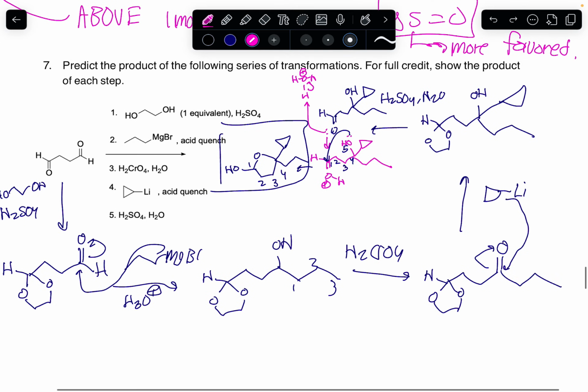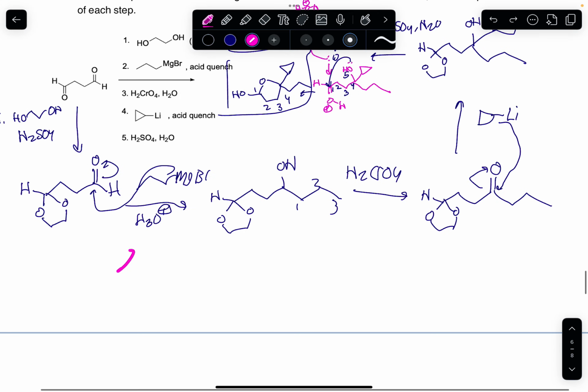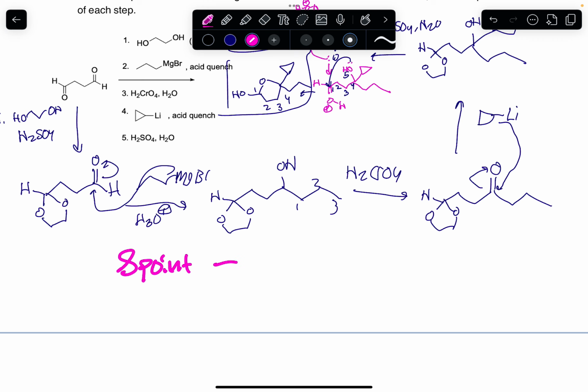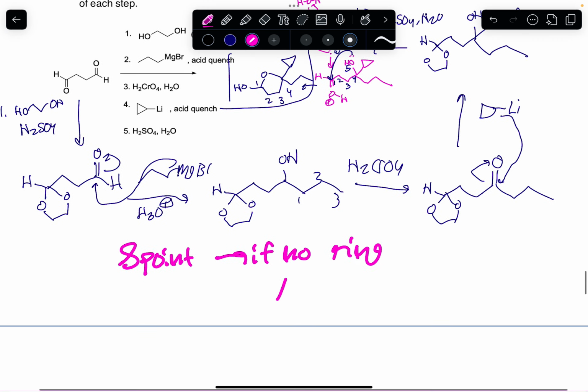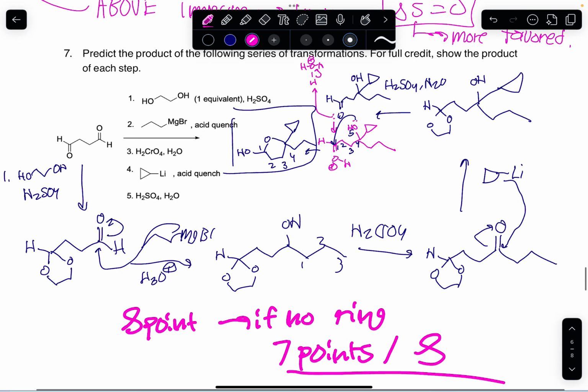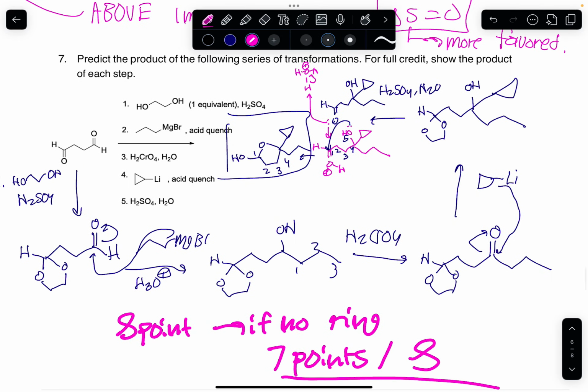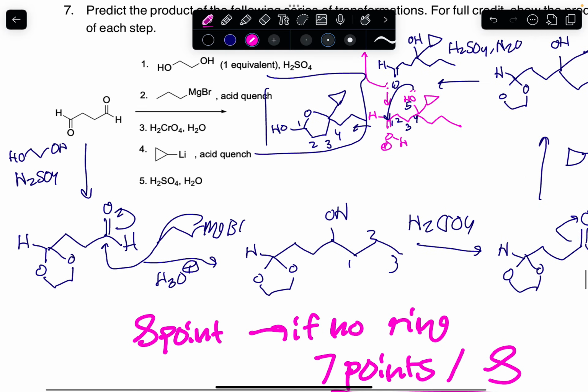If you didn't get that, say this was an 8-point question. If there's not a ring in the final product, you're getting 7 points out of 8. So that's not really something to stress about, but just know if you're a perfectionist, it forms an intramolecular ring.